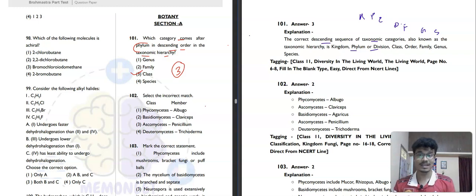It is saying select the incorrect match. Class and member. Phycomycetes, Albugo. Is it correct? Yes, it is correct. And Basidiomycetes, Claviceps. No, Basidiomycetes is not Claviceps. The example of Ascomycetes is Claviceps. Then for Basidiomycetes we have the example Agaricus. Then for Ascomycetes we have Penicillium, which is correct. And then for Deuteromycetes we have Trichoderma.